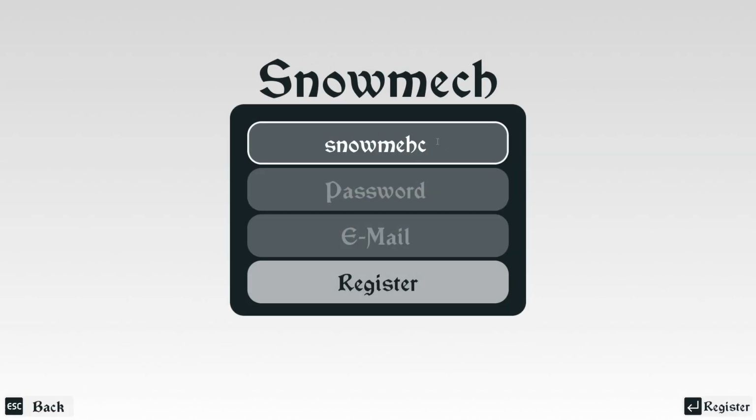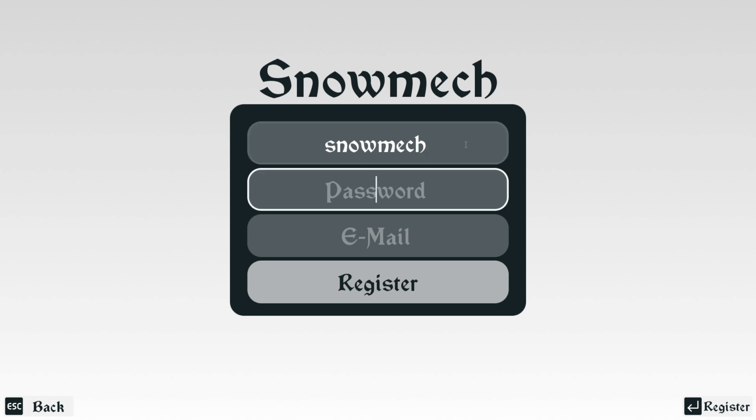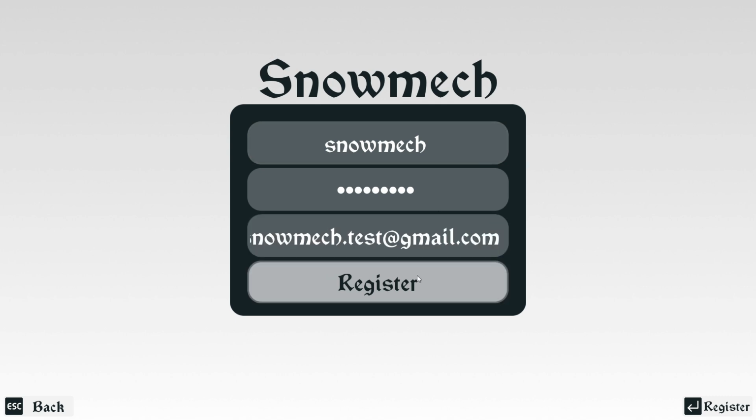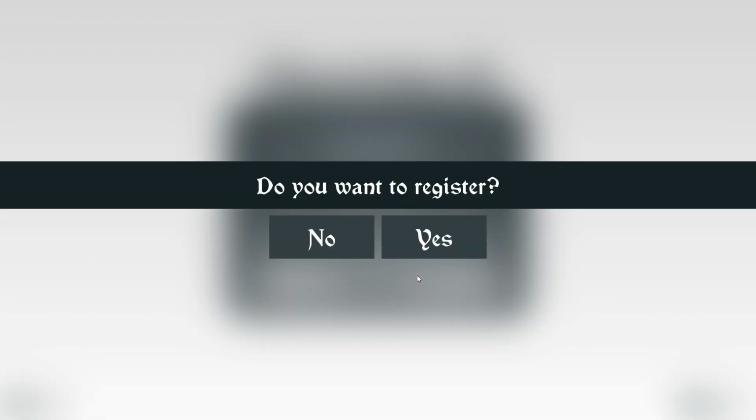We fill in the username, password, and email fields. For now, I am entering the existing username and email address. After filling in the fields, we click the Register button, and a notification appears. We confirm the registration by clicking the Yes button. We encounter an error message indicating that the username is already taken.